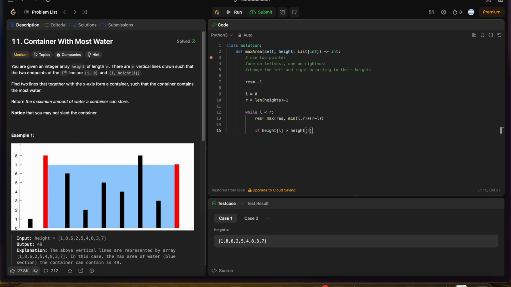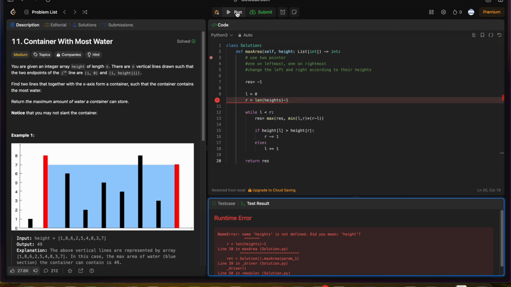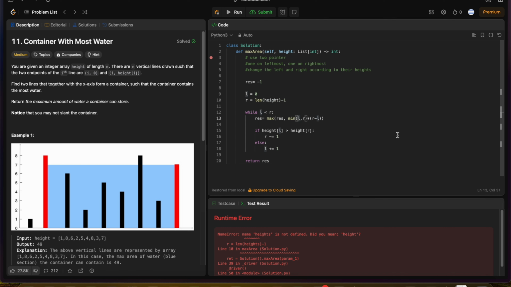what will it be in this condition? If left is greater, then r will decrease, else left will increase, and we return the result. Okay, let's try running the solution. Of course there's a typo, sorry I forgot, the minimum of height should be the case, not just left and right pointer. We are comparing the height, not the pointer.